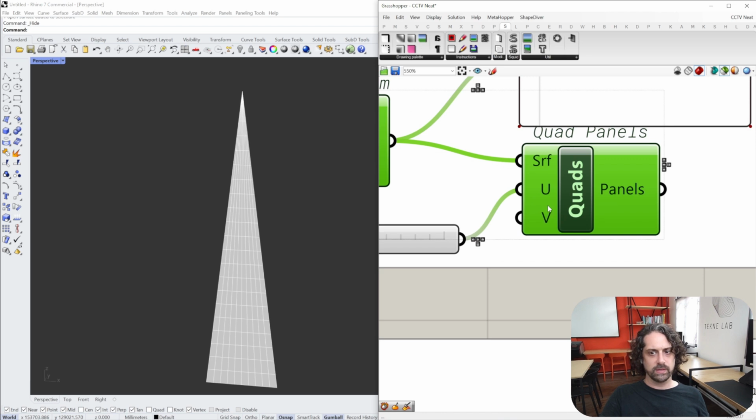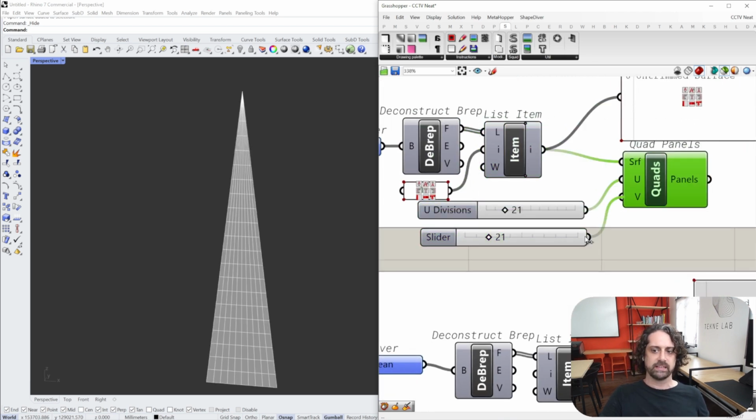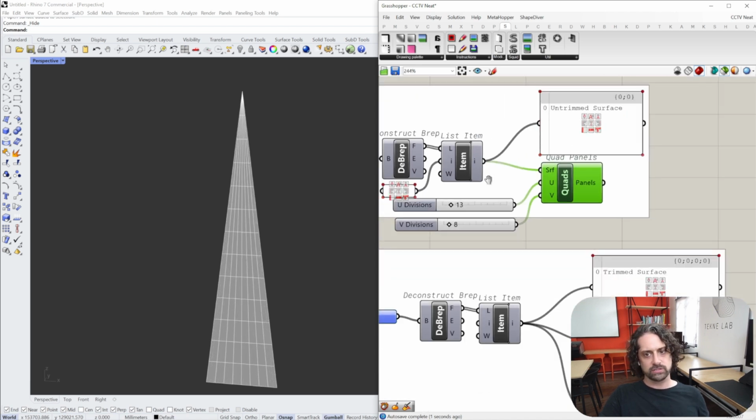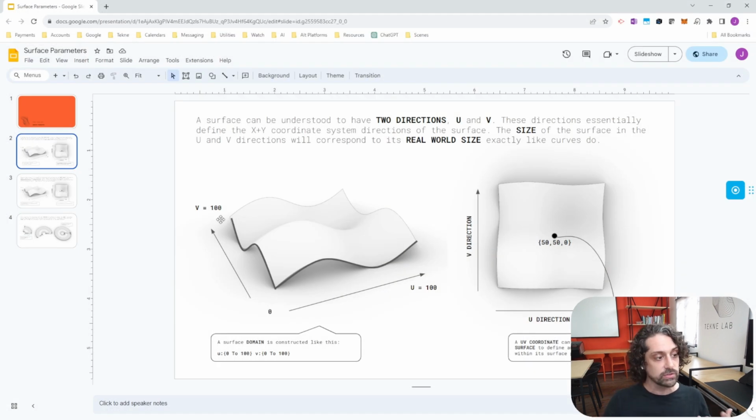And so we have two inputs here, known as the U and the V. This is basically the divisions that we have in the U and the V. Just to explain a little bit about the topology of surfaces and the properties of surfaces, every valid untrimmed surface will have two directions. This is essentially a coordinate system over that surface. So we have the U direction along the bottom, and the V direction up the side.